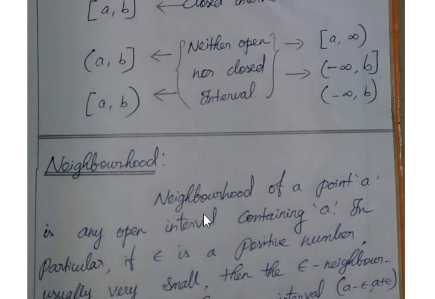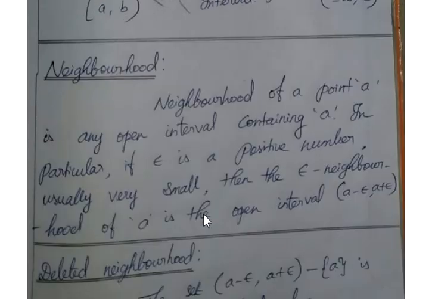And the next one, neighborhood. Neighborhood means the nearest points of a particular point. A neighborhood of a point a is any open interval containing a. In particular, if epsilon is a positive number, usually very small. Epsilon is nothing but, if we take the number 2, what is the value of epsilon? It is 2.00000001, that is the value of that point, not 1. That is the value of epsilon, very small, negligible, the closest point of that point 2.